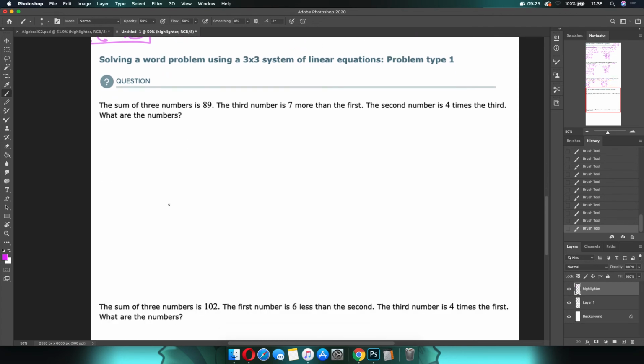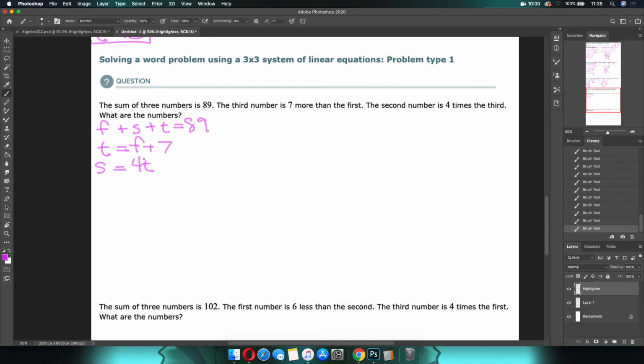Now, new verse, almost the same as the first. We're going to start with the same setup. So the sum of 3 numbers. So we have first plus second plus third is 89. So far, so good. So now we go. Third number is 7 more than the first. All right. The second number is, and this is where it gets weird because look, it says 4 times the third.